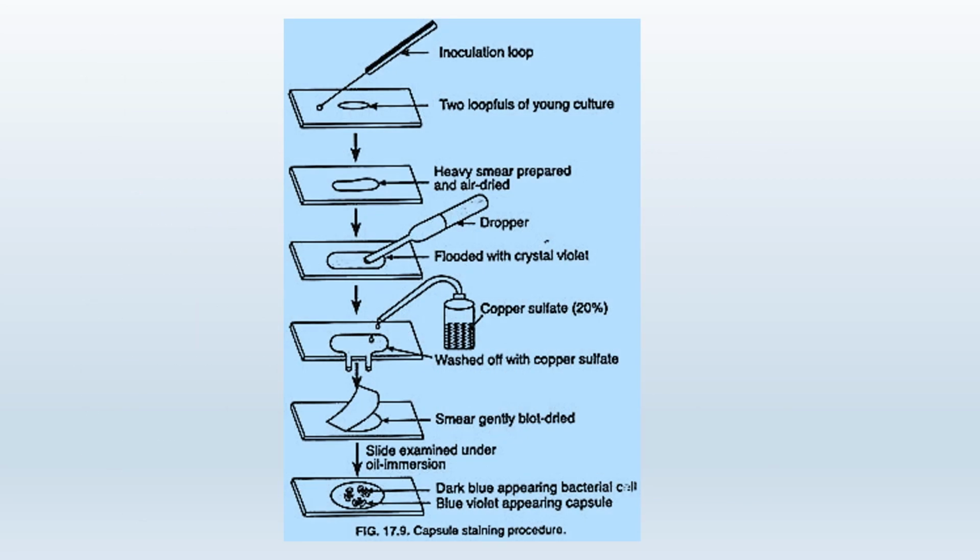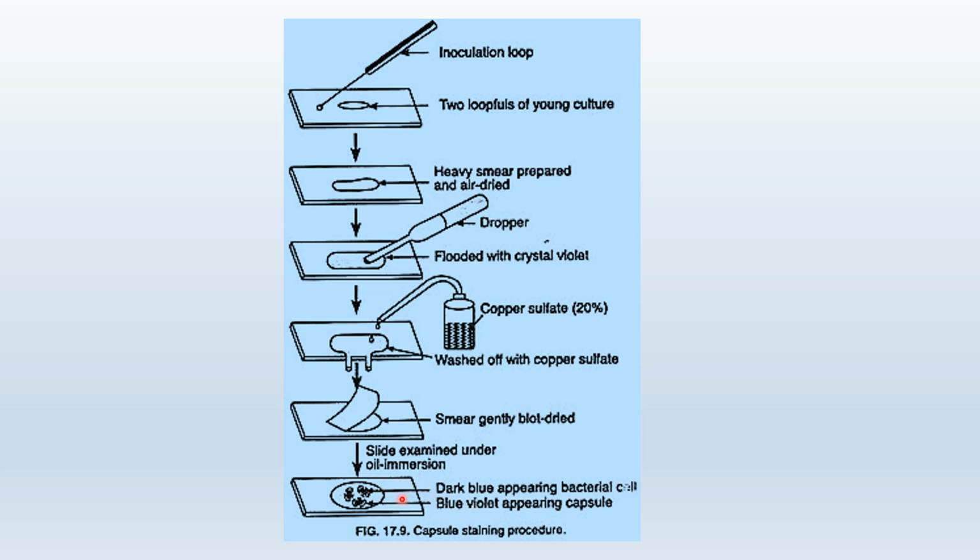This is the procedure of capsule staining. In the first step, a negative stain is added on the slide, and then with the inoculation loop, bacterial culture is added on the slide and a heavy smear is made, and then it is thinned out with the help of another slide. After air drying, it is flooded with crystal violet dye, and then copper sulfate is added on the slide, and then it is blot dried and observed under the microscope.